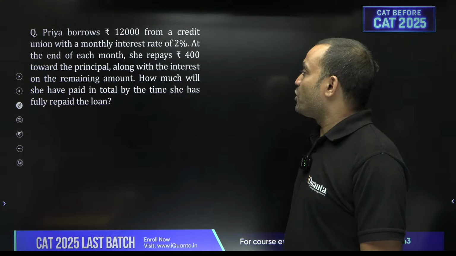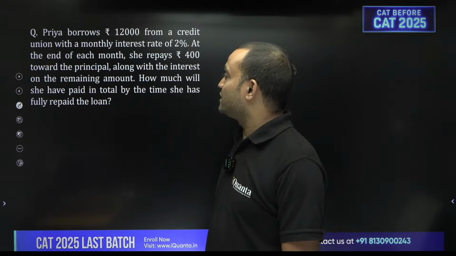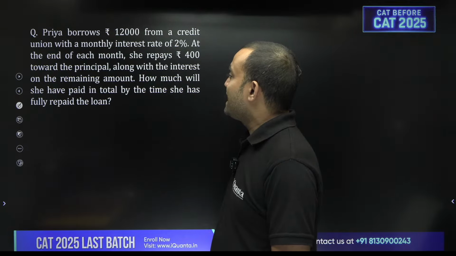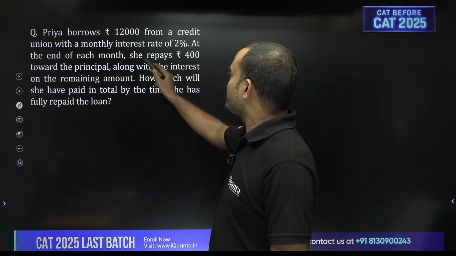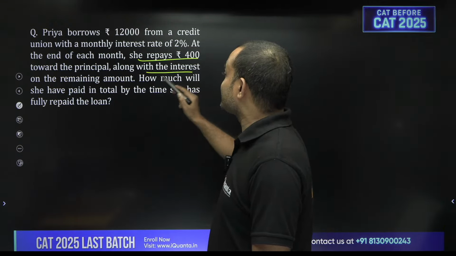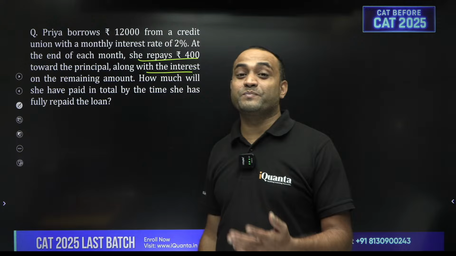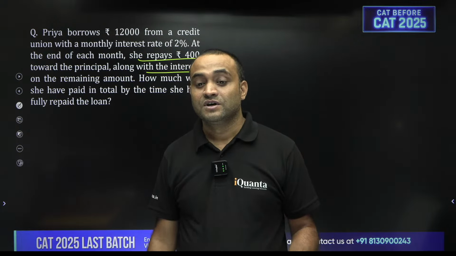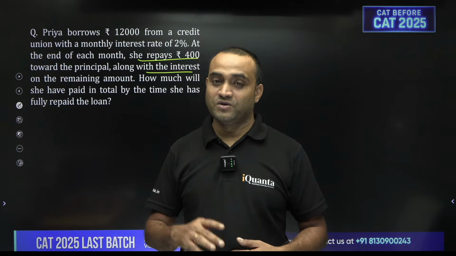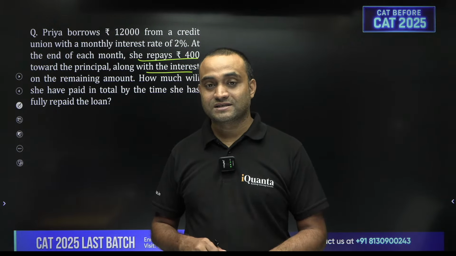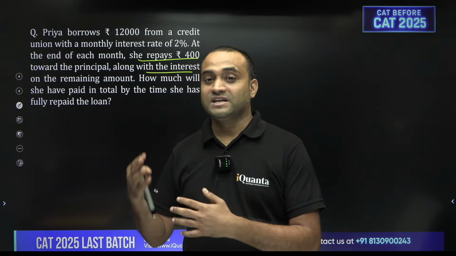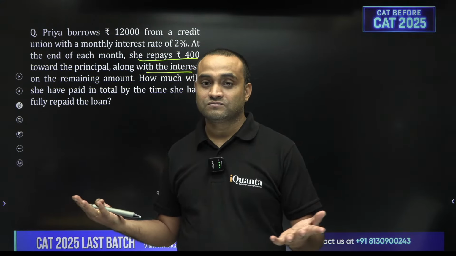So it says Priya borrows 12,000 from a credit union with a monthly interest rate of 2%, although it does not matter in this question. At the end of each month, she repays 400 towards the principal along with the interest on the remaining amount. So she is paying interest after every month, so there is no interest left. It does not matter if it is simple or compound interest, because compound interest is effective when we calculate interest on interest, but there is no interest. So it does not matter.